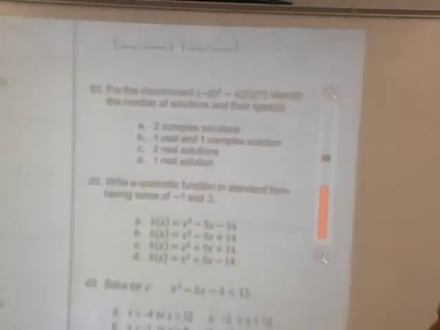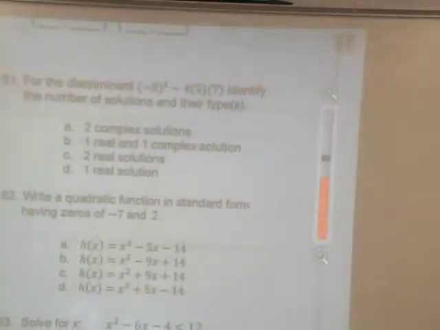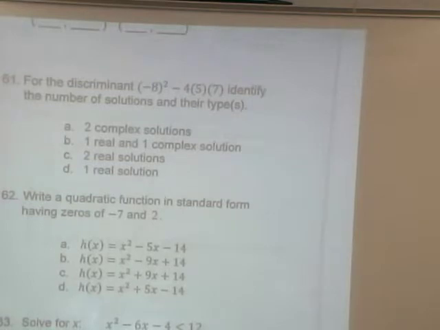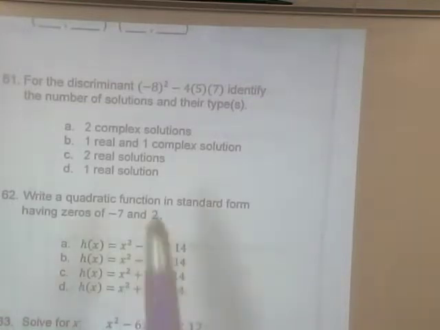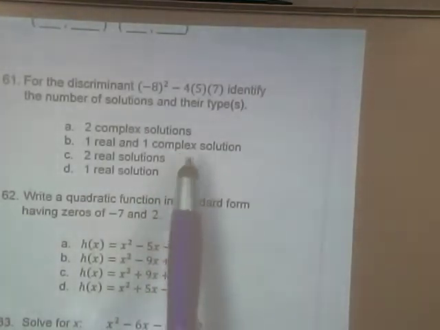Why can B never be the answer? Because you can't have one real and one complex solution. They're not under the same category. If you have an imaginary number, it needs to have a pair. Remember, complex numbers come in pairs, so it's impossible to have just one complex solution. Okay?